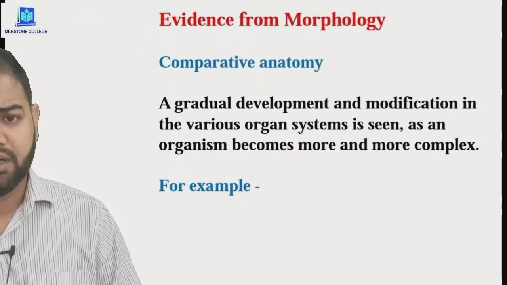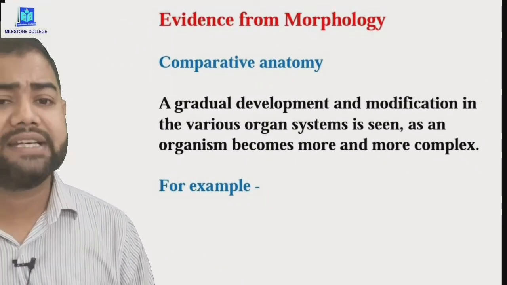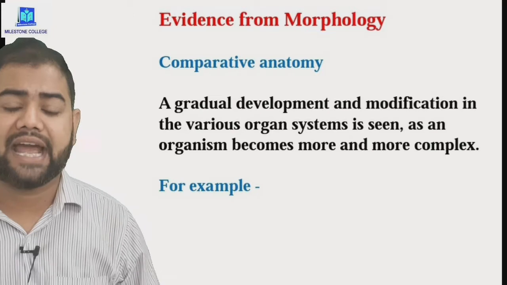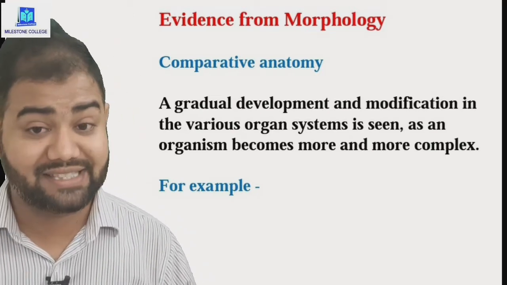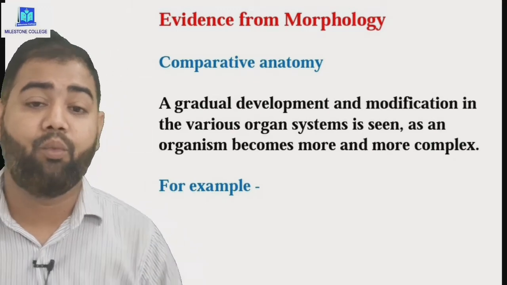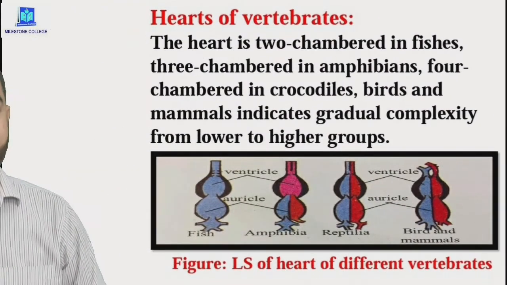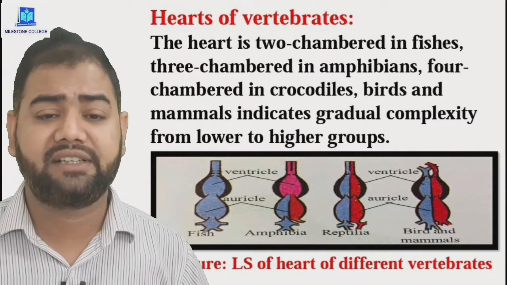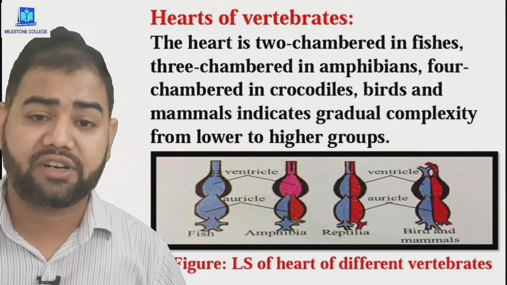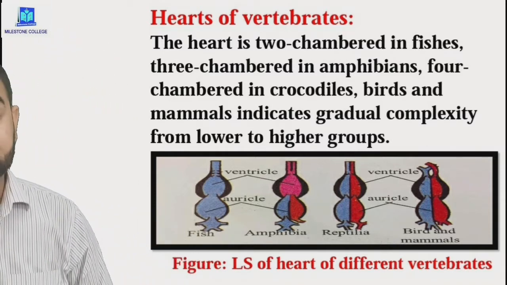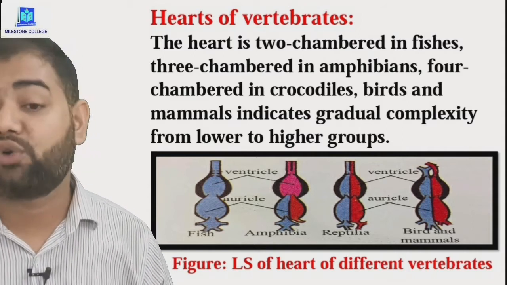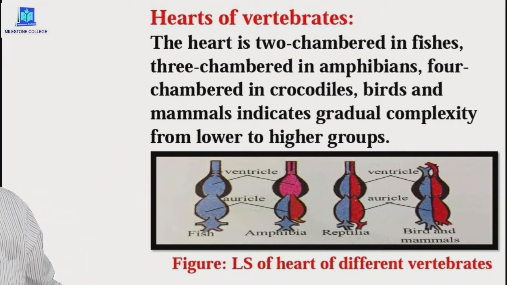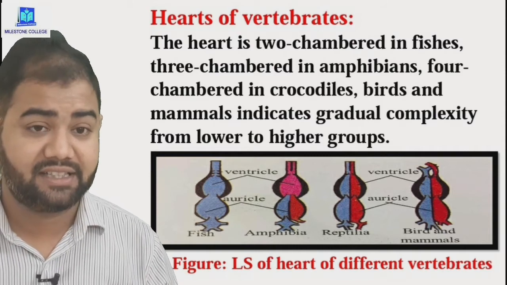Evidence from morphology. First of all, comparative anatomy. A gradual development and modification in the various organ systems is seen as organisms become more and more complex. For example, first of all, the hearts of vertebrates. The heart is 2-chambered in fishes, 3-chambered in amphibians, and 4-chambered in crocodiles, birds, and mammals. This indicates gradual complexity from lower to higher groups. Dear students, you are watching the longitudinal sections of the hearts of different vertebrates.